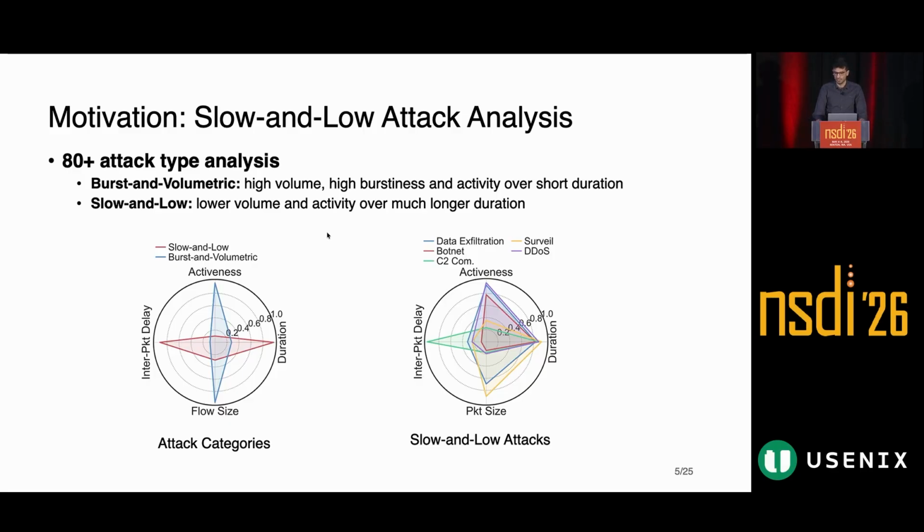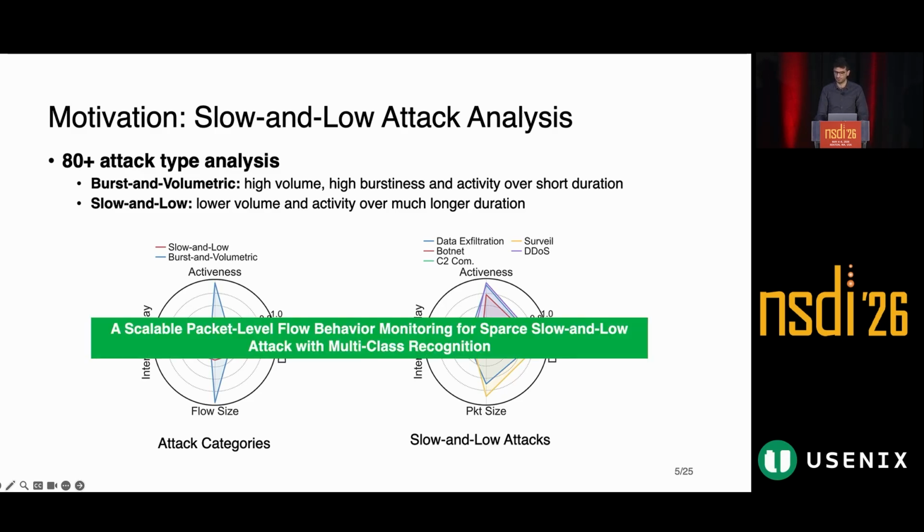However, slow and low attacks generate much lower traffic volume and activity, and they spread their behavior over a much longer period, like 40 seconds or more. Because of this, they can easily evade detection systems with a short observation window. On the right, we show 5 categories of slow and low attacks: data exfiltration, C2 communication, DDoS, botnet activity, and surveillance. While they share similar patterns in terms of activity and duration, they differ in flow-level statistics. This implies that we need a scalable packet-level flow behavior monitoring with unified multi-class recognition.